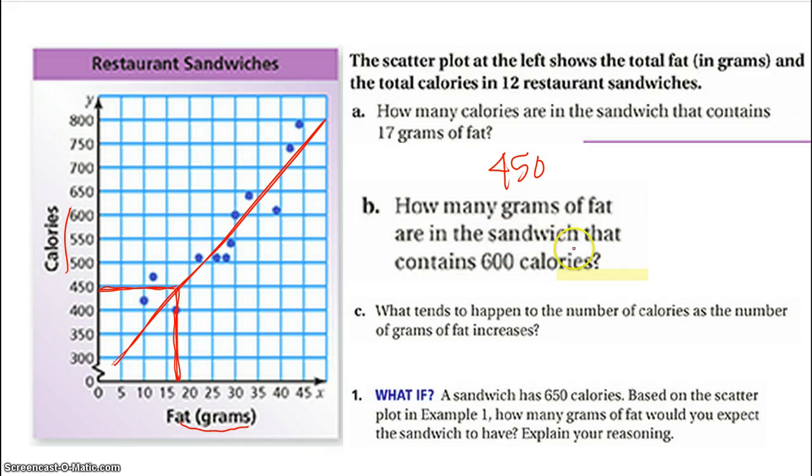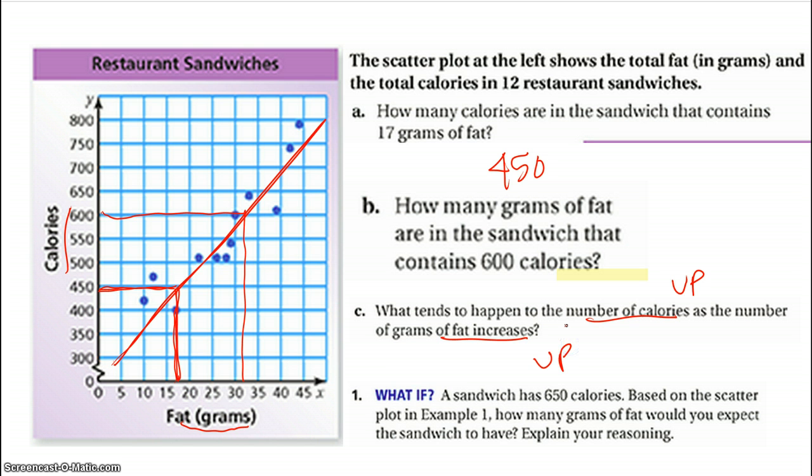How many grams of fat are in a sandwich that contains 600 calories? So if we go here, I'm going to say there are about 32. Now maybe yours looks a little different if you drew your line a little bit differently, but it should be pretty close to that. What tends to happen to the number of calories as the number of fat grams increases? Now, as we get more and more fat grams, we get more and more calories. So as the number of calories goes up, the number of fat grams goes up.